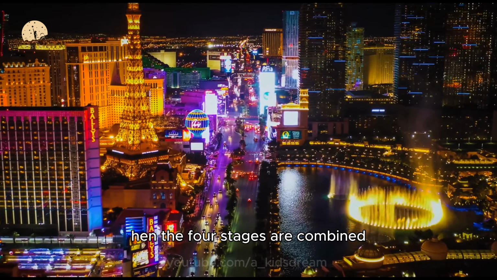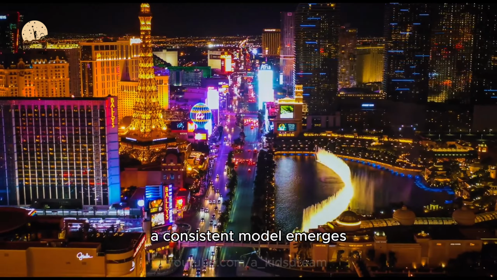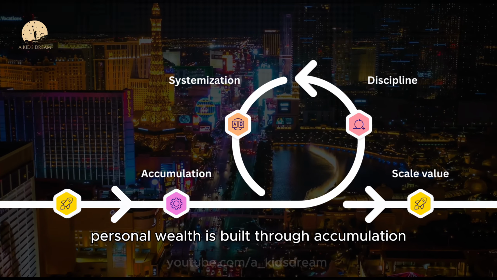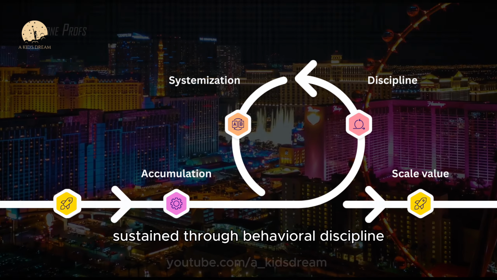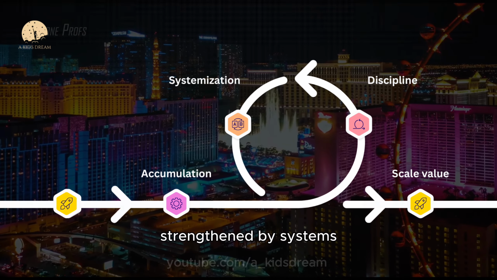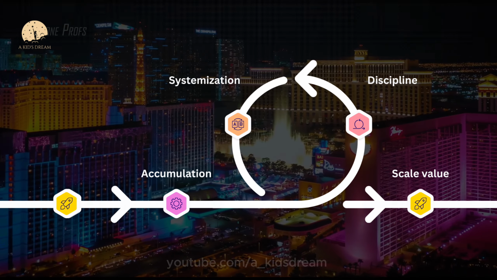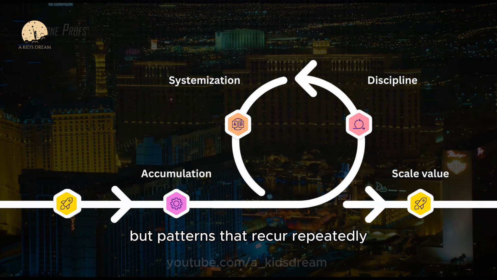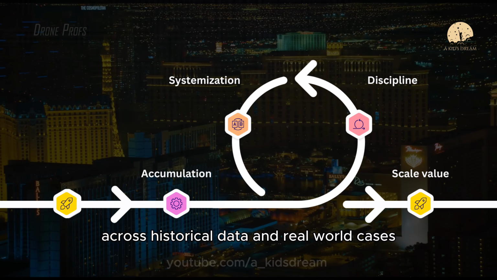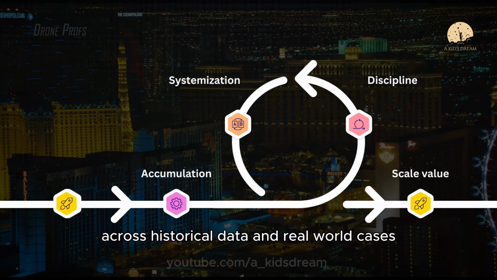When the 4 stages are combined, a consistent model emerges. Personal wealth is built through accumulation, sustained through behavioral discipline, strengthened by systems, and accelerated through knowledge and technology. These are not isolated theories, but patterns that recur repeatedly across historical data and real-world cases.